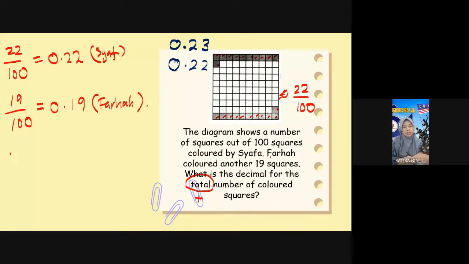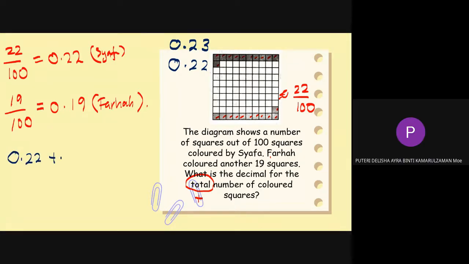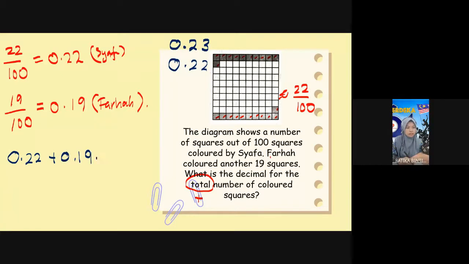So, the number sentence is... who can tell me what is the number sentence? What plus what? Apa yang tambah apa? Class, what is the number sentence? 0.22 plus 0.19. Yes, very good, Putri. Okay, 0.22 plus 0.19. That is the number sentence.